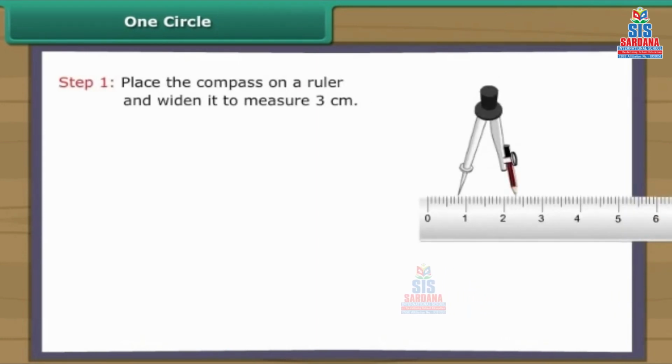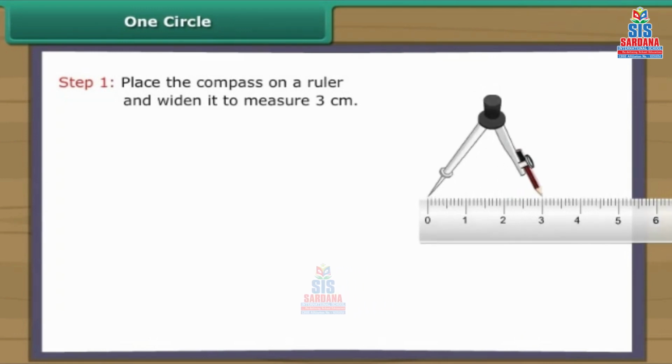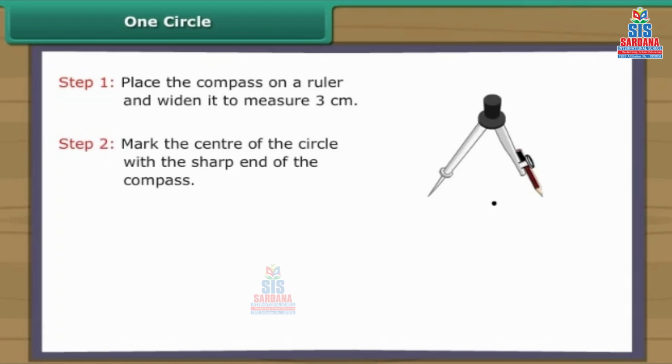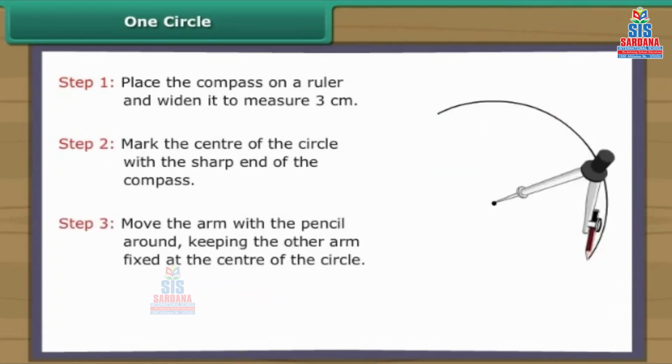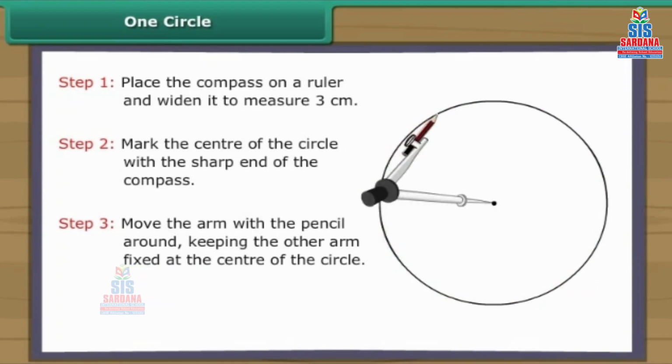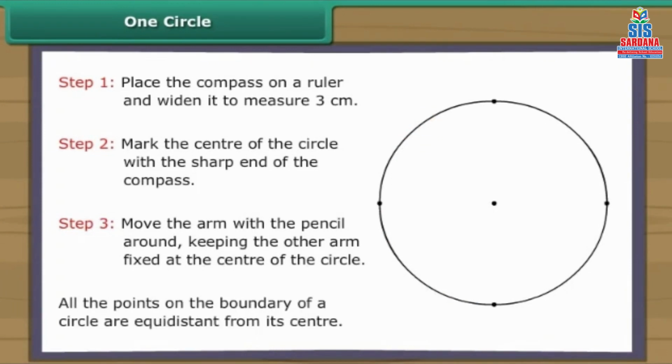Place the compass on a ruler and widen it to measure 3 centimeters. Mark the center of the circle with the sharp end of the compass. Move the arm with the pencil around, keeping the other arm fixed at the center of the circle. The circle is formed. All the points on the boundary of a circle are equidistant from its center.